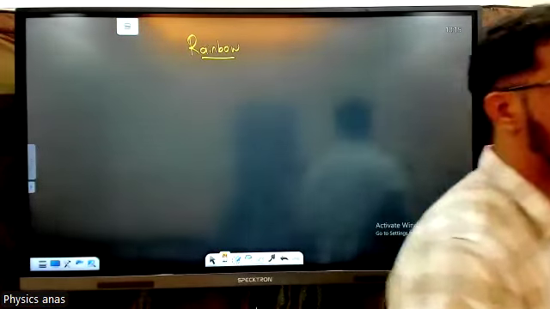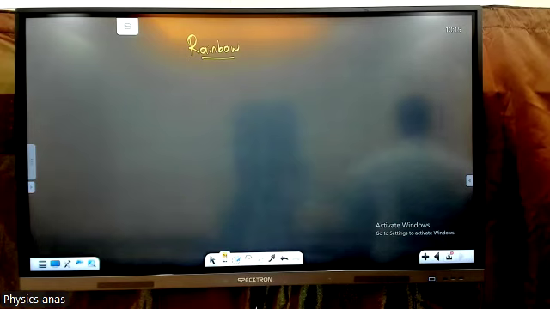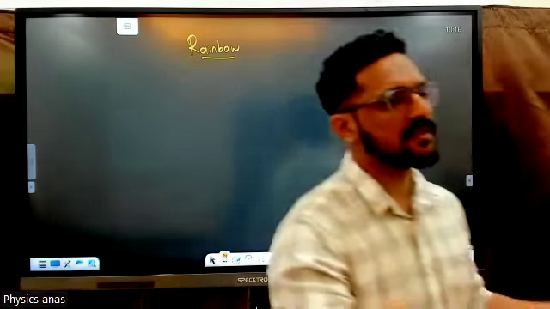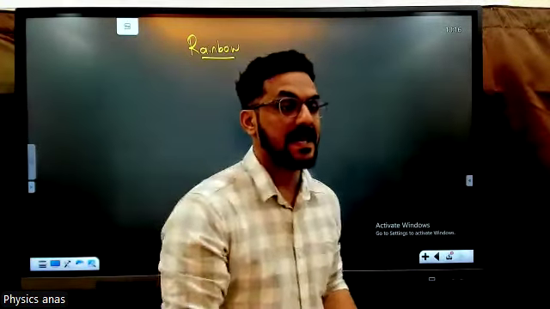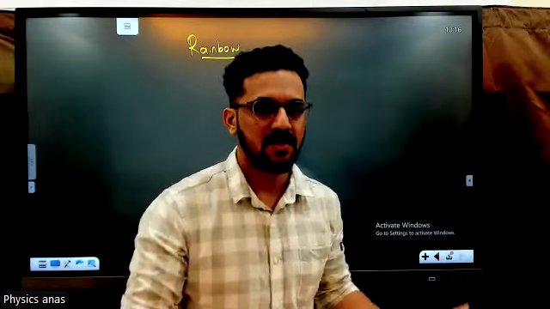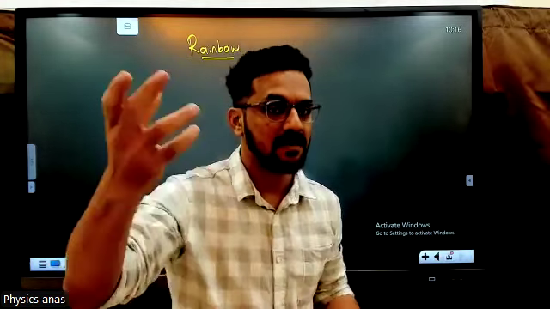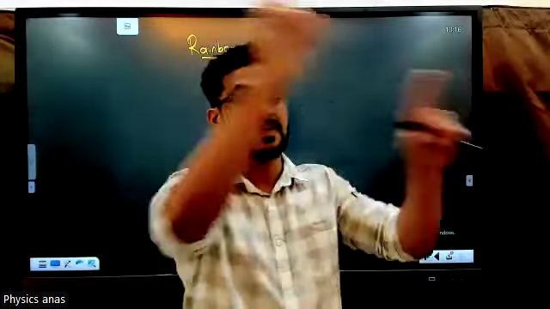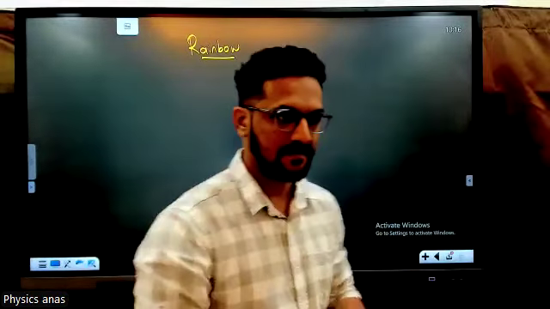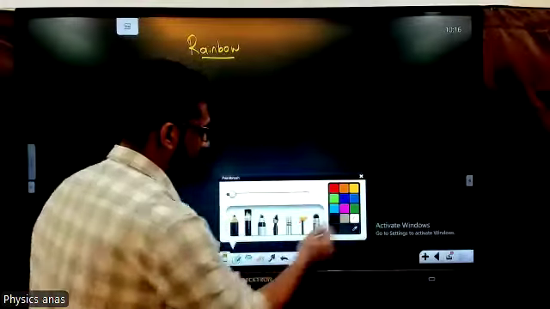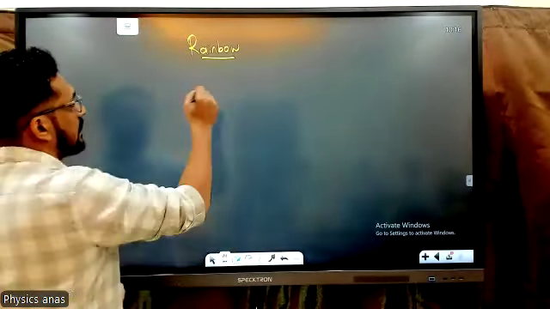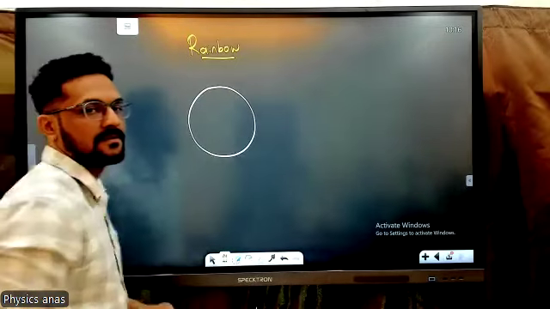Rainbow is formed due to the refraction and the dispersion of light through raindrops. Only if there are raindrops will a rainbow form. Without raindrops in the air, there will not be any rainbow. That's why the rainbow is formed on the opposite side of the sun. Let's see how the rainbow is formed. Okay, this is a raindrop.